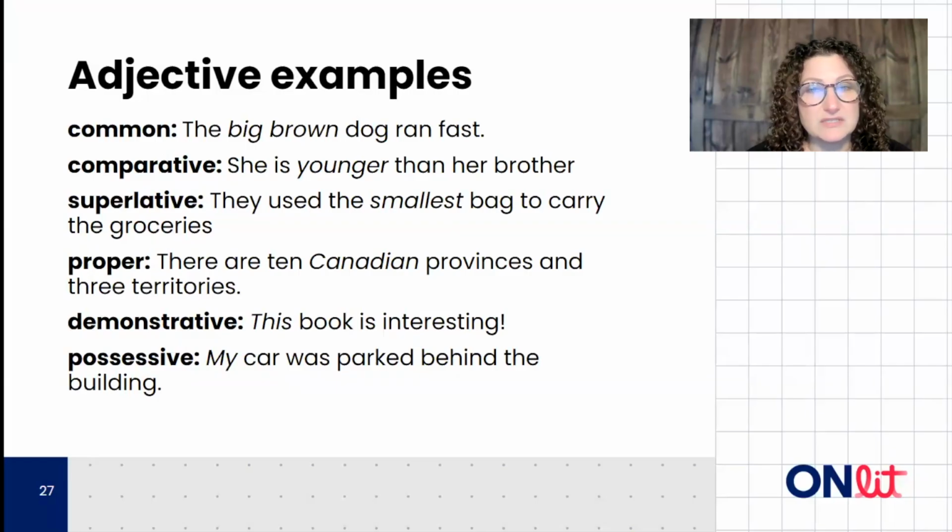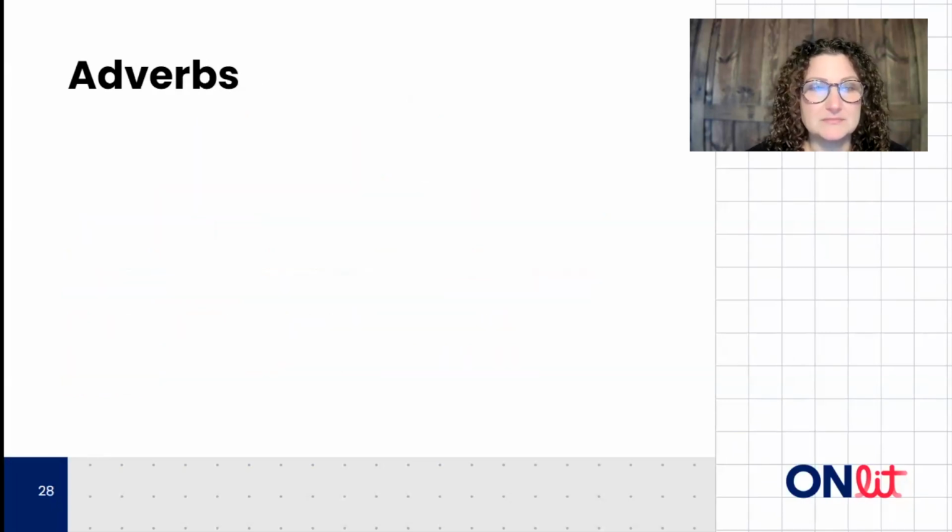These are all different types of adjectives, and although they all work in slightly different ways, they all serve the same function. Not convinced? Find the noun and ask the question, which one? Which dog? The big brown one. Which bag? The smallest bag. Which province? The 10 Canadians, and so forth.